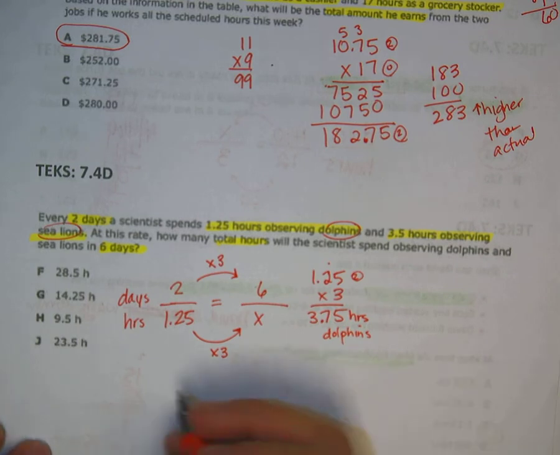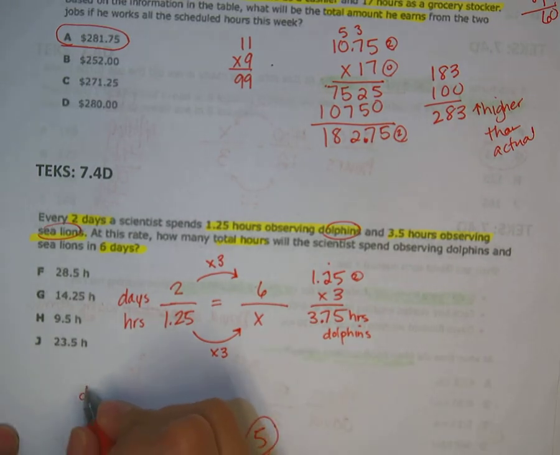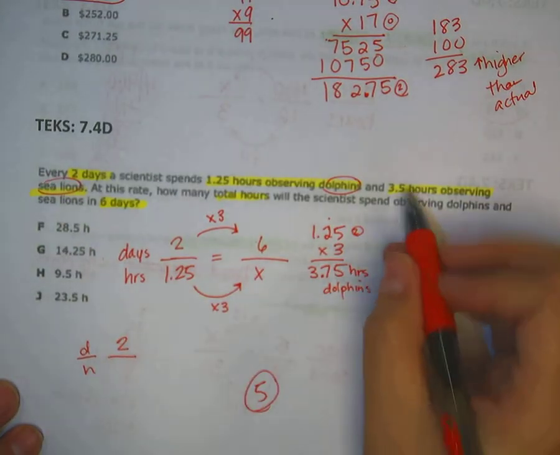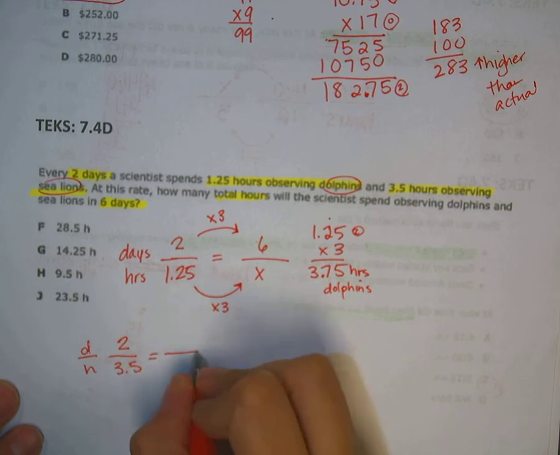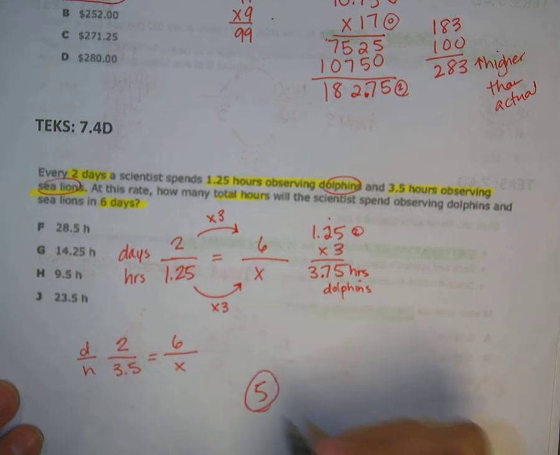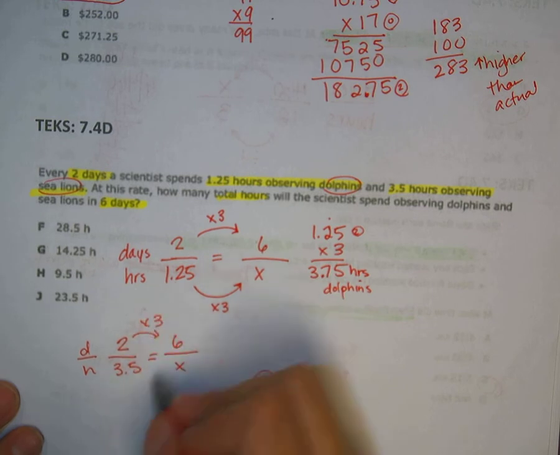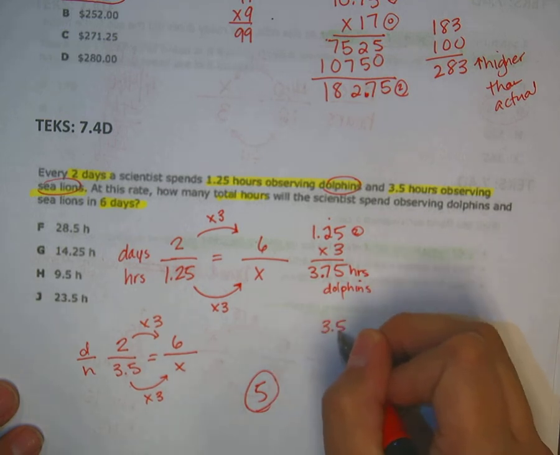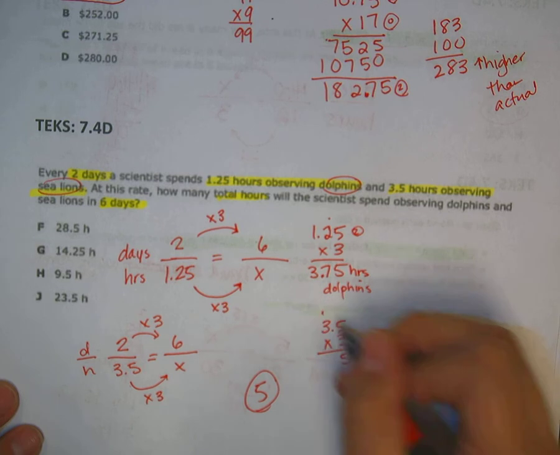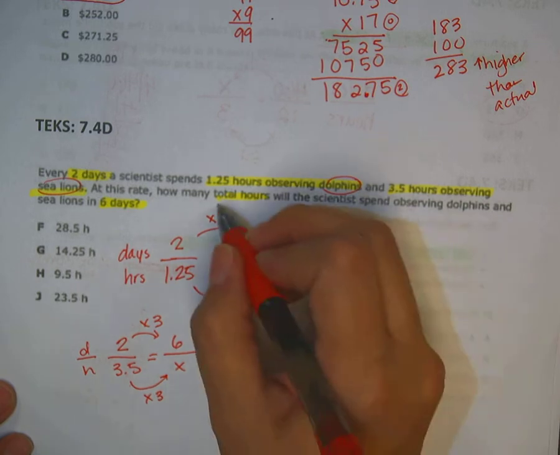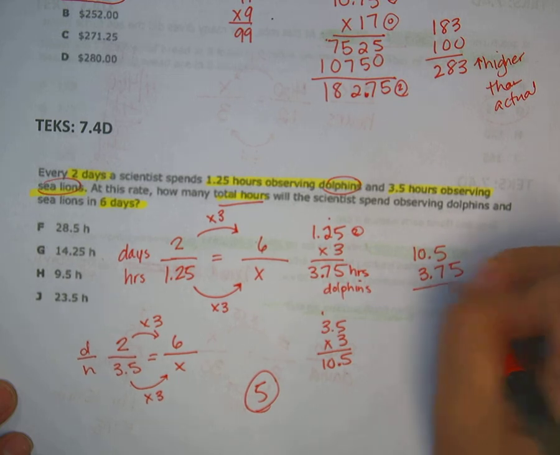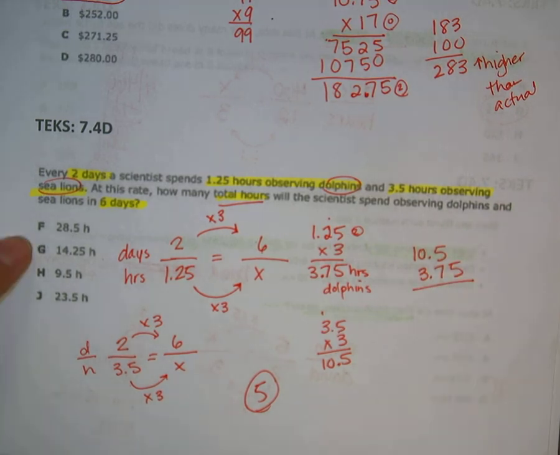I'll set up my other ratio, it's going to be still days over hours, but it's going to be a little bit different. It's still 2 days, but it's 3.5 hours. And then it's still 6 days and unknown number of hours. Same ratio of times 3, or scale factor, excuse me. So 3.5 times 3, that's 15, 9 and 1 is 10, 1 decimal place. And it does say total hours, so I just need to add 10.5 plus 3.75. Without even adding, it has to be letter G.